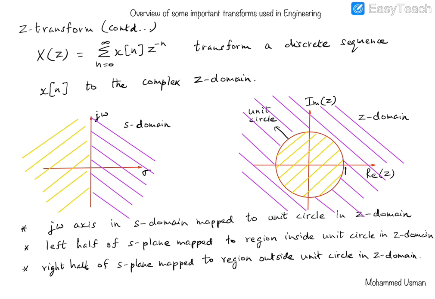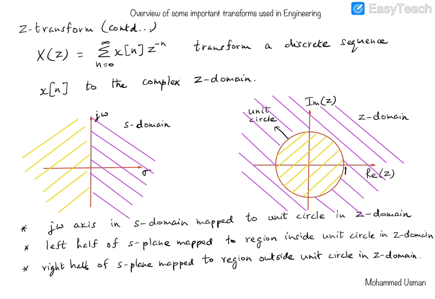The entire left half of the S-plane is mapped to the inside of this unit circle, and the entire right hand side of the S domain is mapped to the outside of the unit circle. So we see the relationship between the Laplace transform and the Z transform, where we see how the axis and the regions in the S domain are being transformed into other regions in the Z domain.